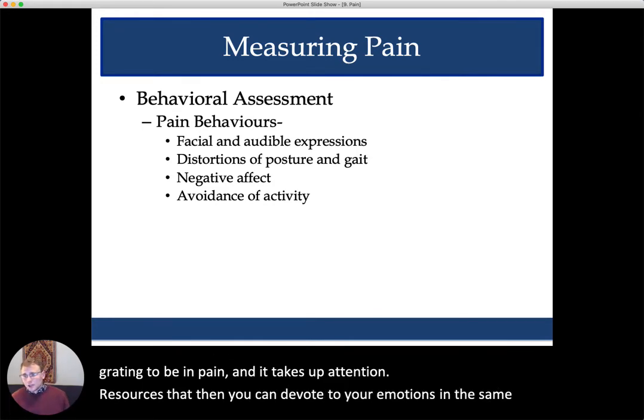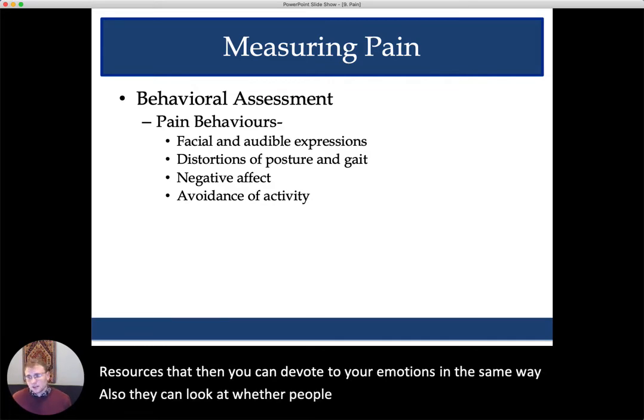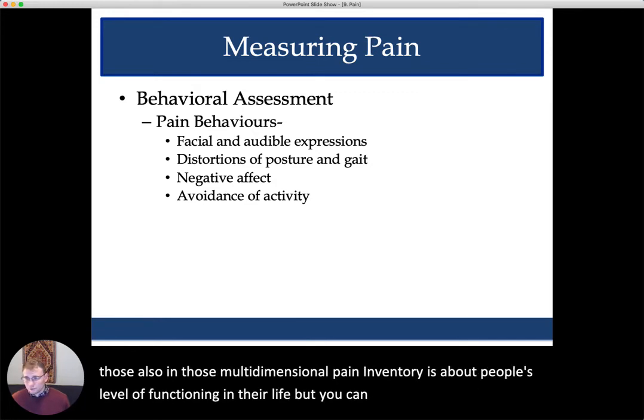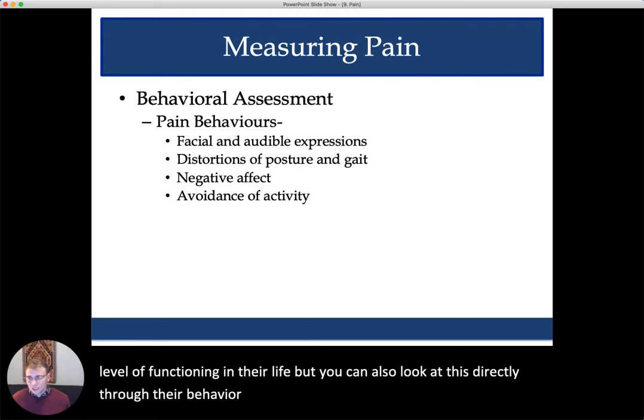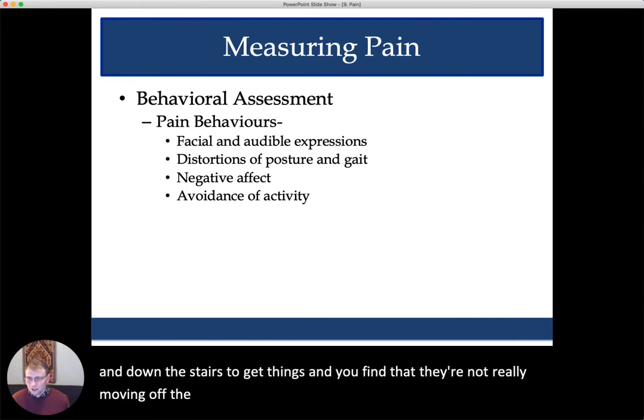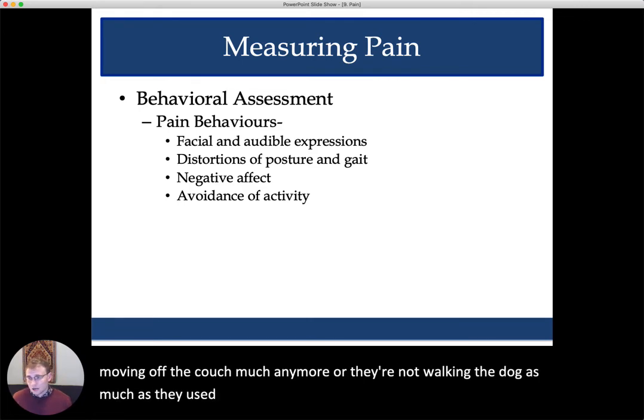Also, they can look at whether people are avoiding activities. You see this also in those multidimensional pain inventories about a level of functioning in their life, but you can also look at this directly through their behavior, right? If someone usually is walking often up and down the stairs to get things, and you find that they're not really moving off the couch much anymore, or they're not walking the dog as much as they used to, this could be a sign that they're in pain as well. Right? So we can look at these behavioral assessments.